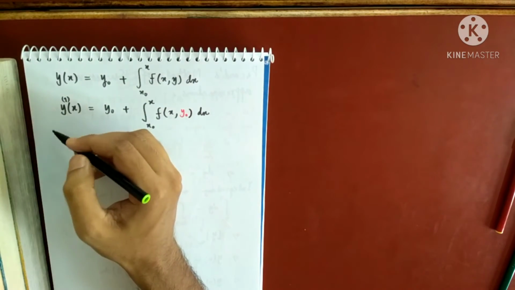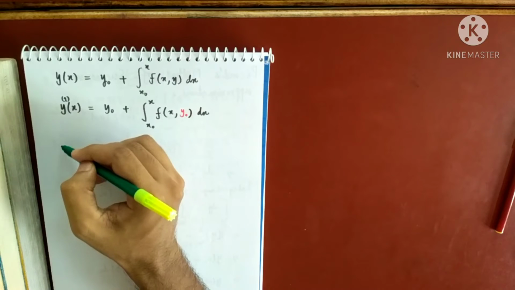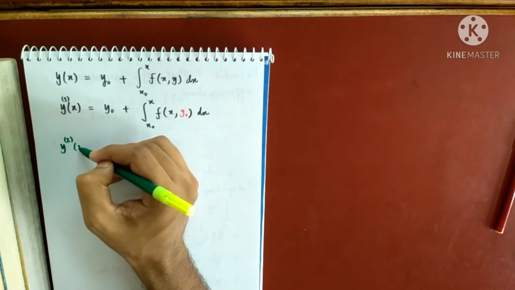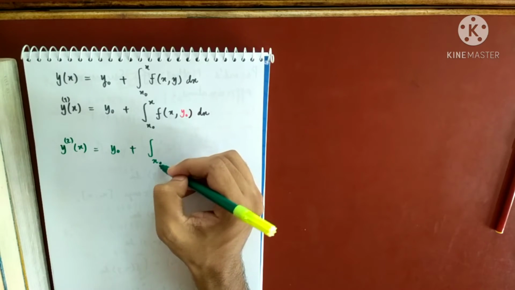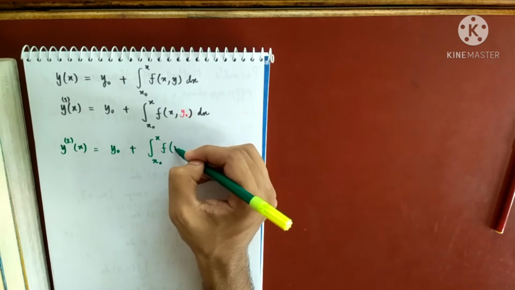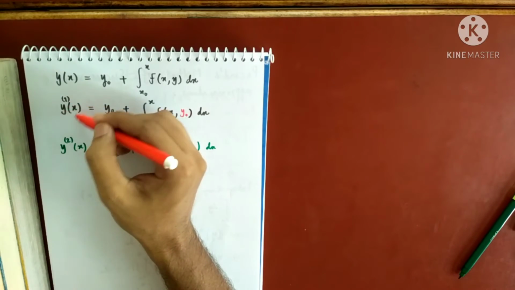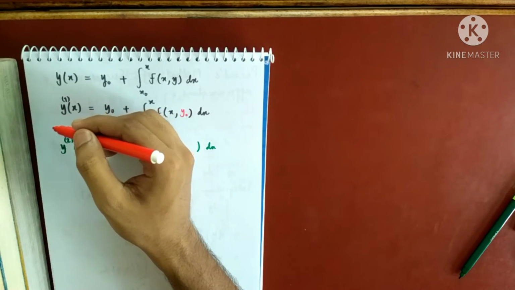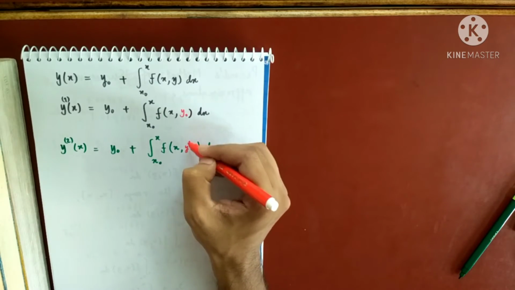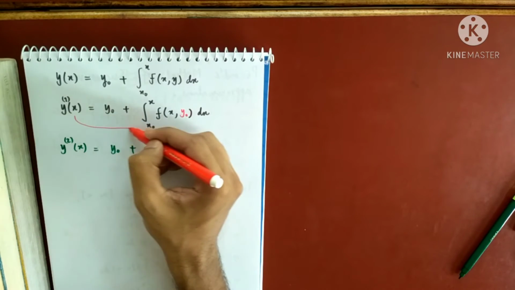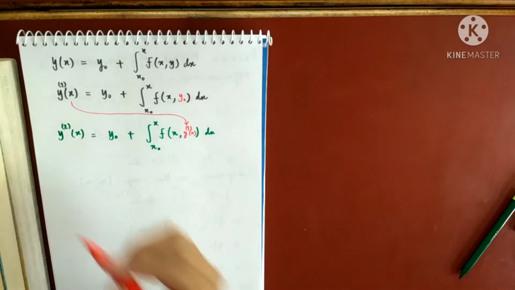How to find the second iteration? In the same manner, once the first one is known, the second iteration can be computed like this. It is again y naught plus integration x naught to x f of x comma something dx, and the y1 of x that is obtained will replace the y here. So this one after computing comes here. Similarly, we'll keep on doing this.